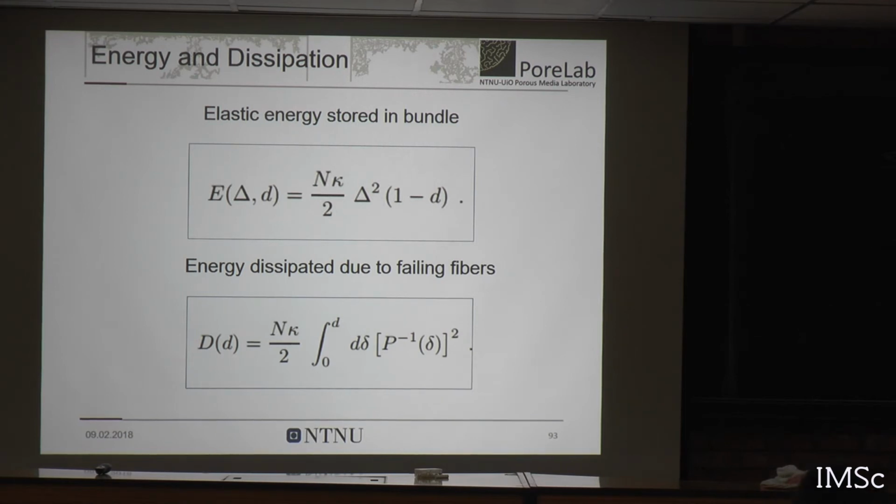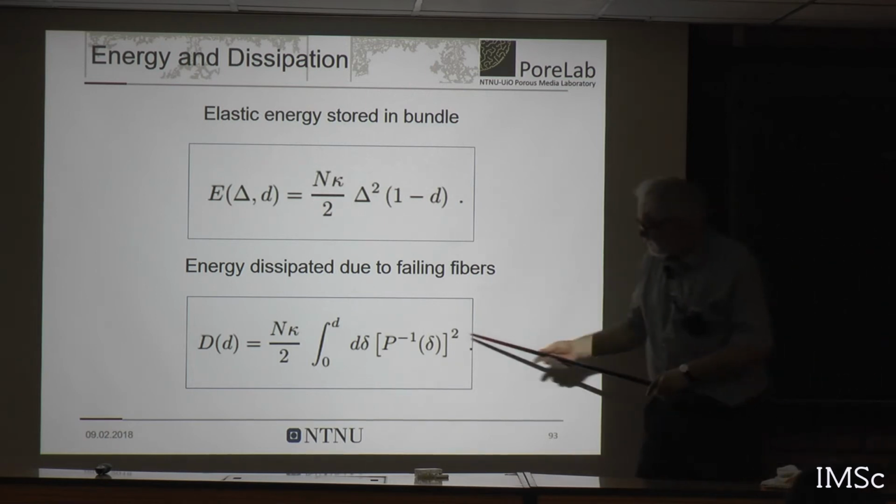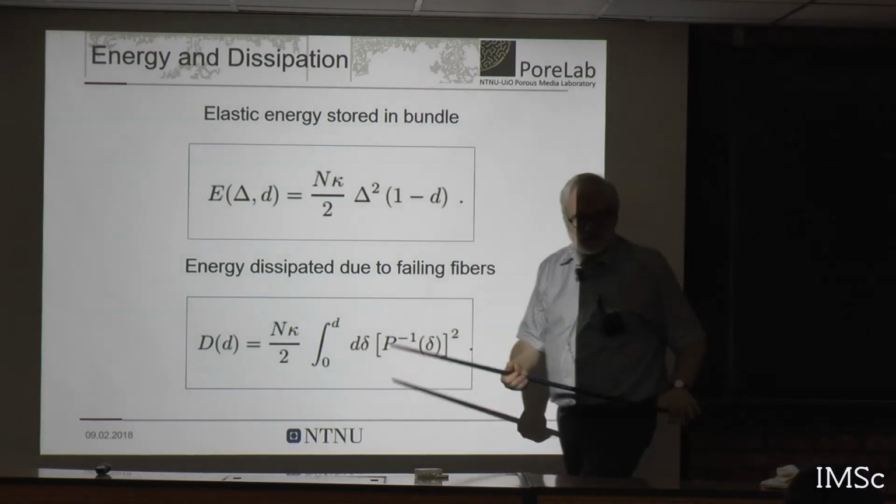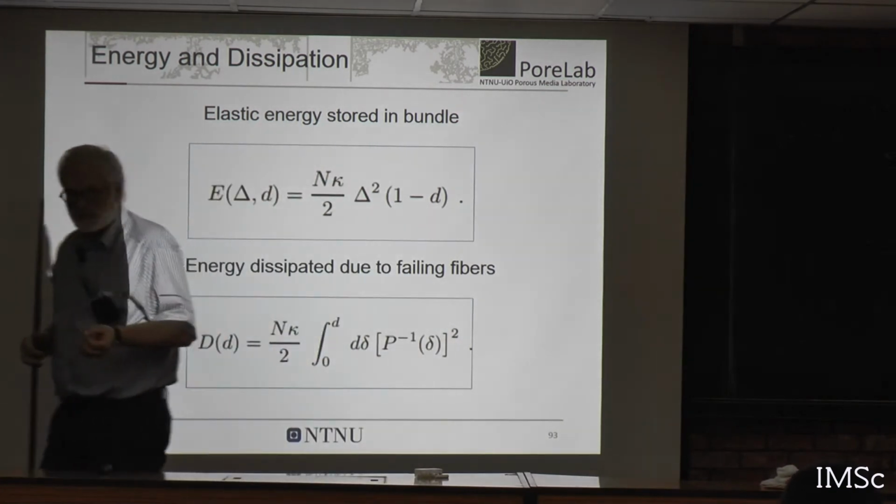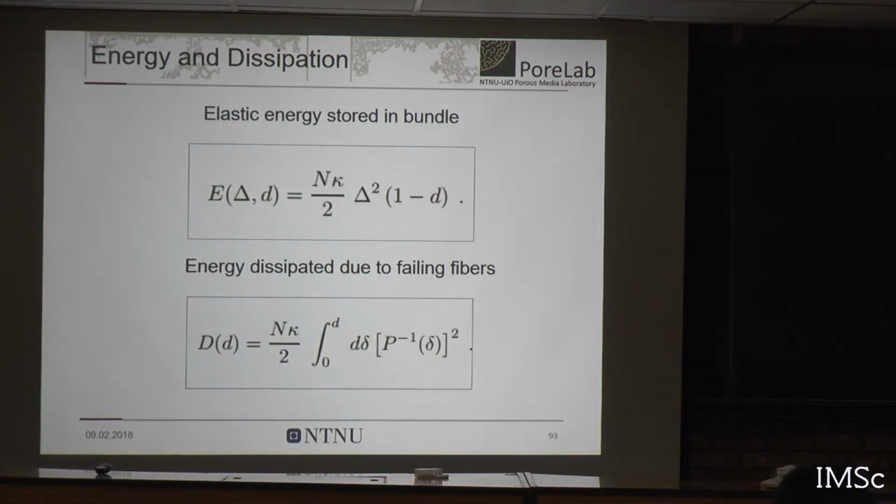And if my damage is D, well, all the fibers with the threshold D or lower are dead. So that one I have to put to D, and I invert it. So then it's T equals P to the minus 1 of D. And then I have to integrate from 0 to D. So this is the energy lost in the fiber bundle.